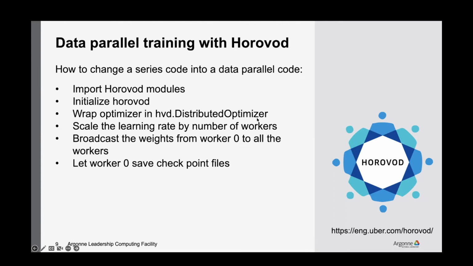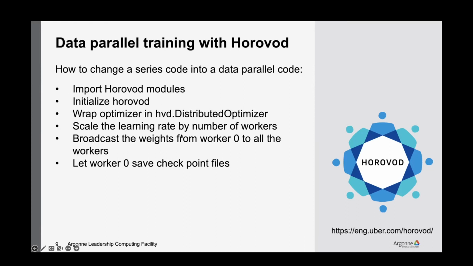So what the optimizer is doing is it calculates the gradient of the loss, right? Calculate all the gradients. When we wrap it with the distributed optimizer, it will not only calculate the local gradient, but also average among all the workers. So this is what it does at this step.